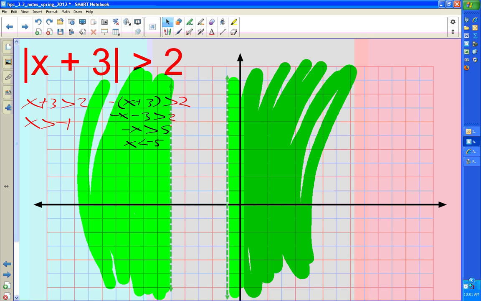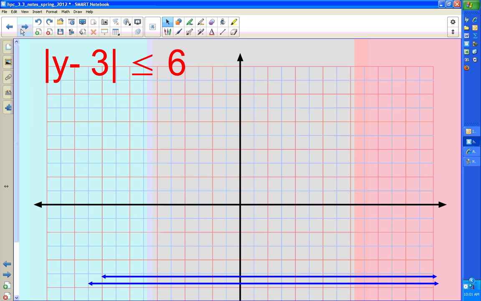You would have solution in both. So here's your solution. And here's your solution. Writing the solution in there just helps me know that you have identified the solution. Try this one.